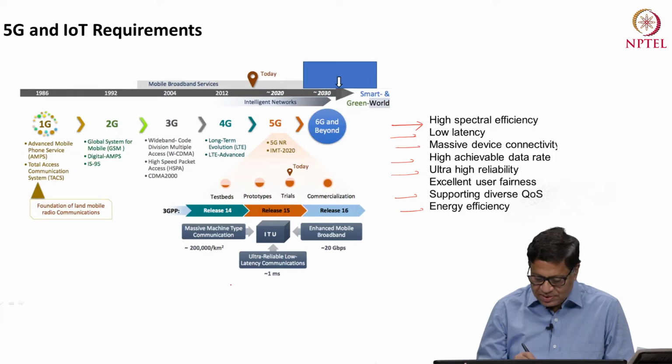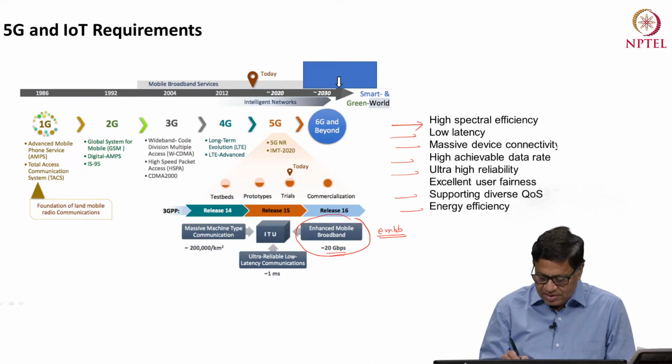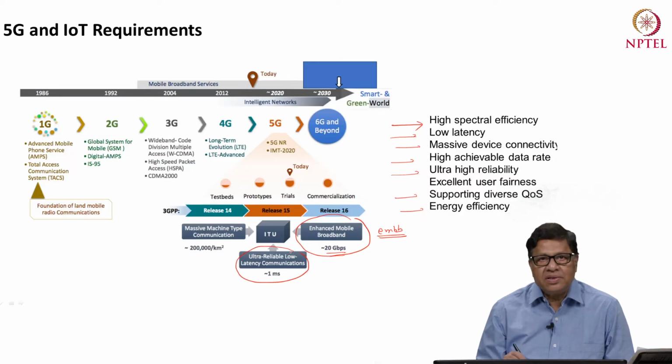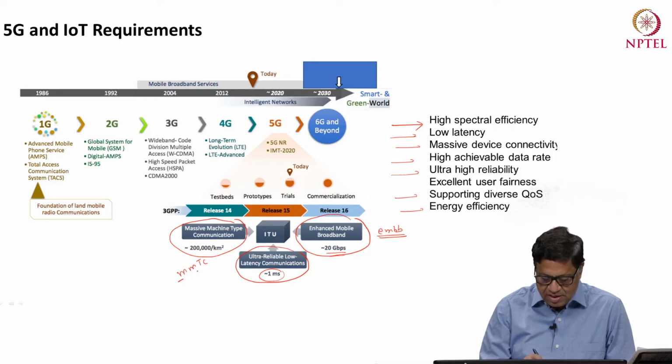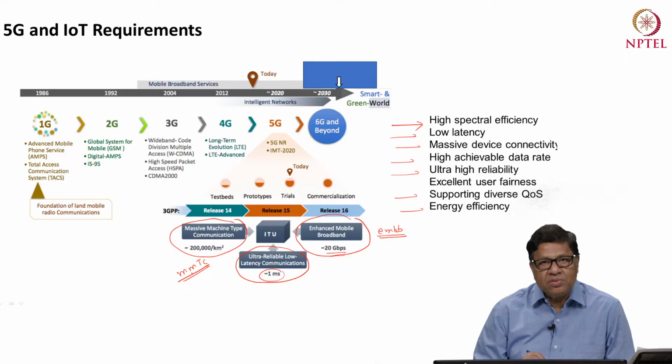This 5G technology is built around three main pillars. One is enhanced mobile broadband, that is eMBB, which promises about 20 gigabits per second at the user interface. The second is ultra reliable low latency communication, where the communication is reliable and has low latency of the order of 1 millisecond. And the third pillar is massive machine type communication, mMTC, which can connect as many as 200,000 devices per square kilometer.